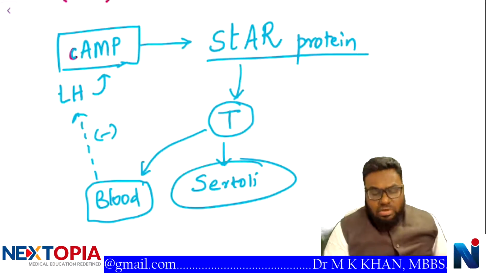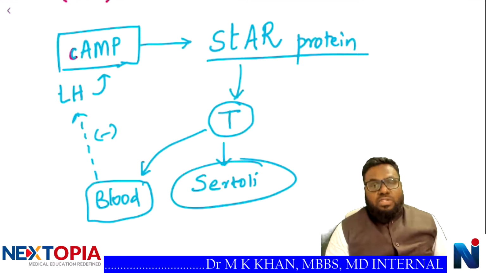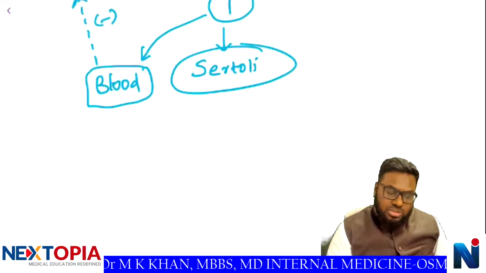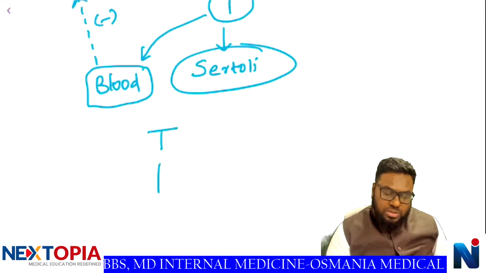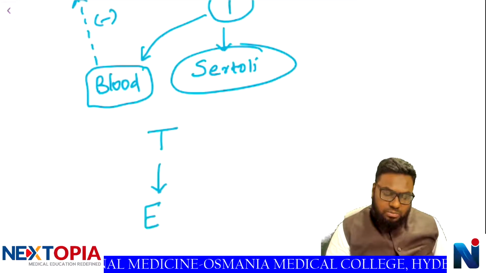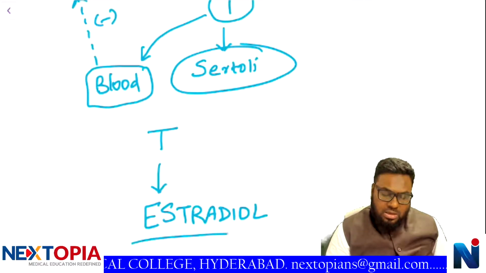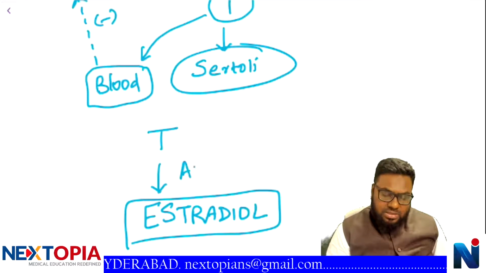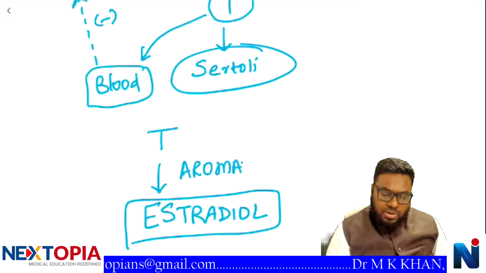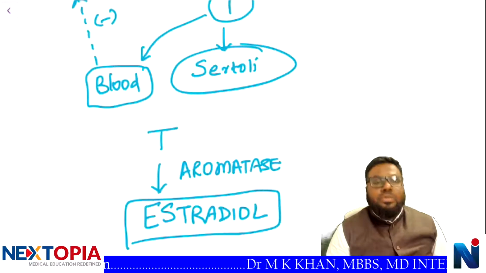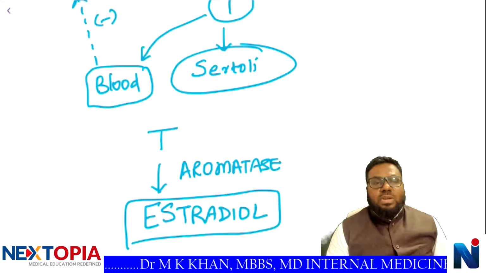So Leydig cells, one important function is aromatization of testosterone. Aromatization of testosterone into estradiol. Testosterone is converted to estradiol, the active form of estrogen, by an enzyme called aromatase. So these are all the important functions of the cell.